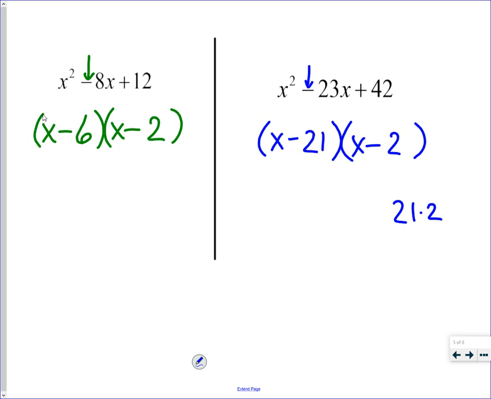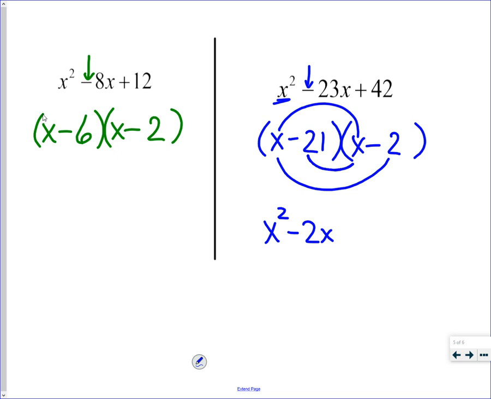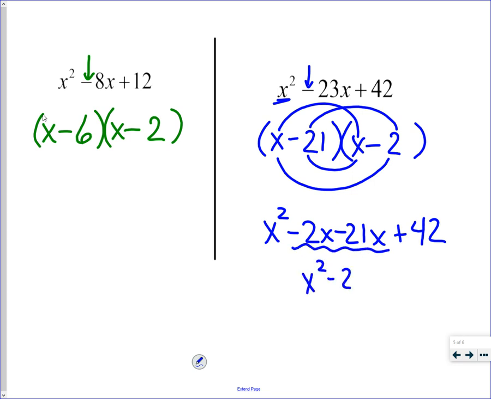And once again, you can check any of these problems by FOILing. x times x gives me my x squared. Let me write it down, x squared. That's a negative 2x, and this is a negative 21x. And then negative 21 times a negative 2 is a positive 42. And these two together give me negative 23x in the middle.